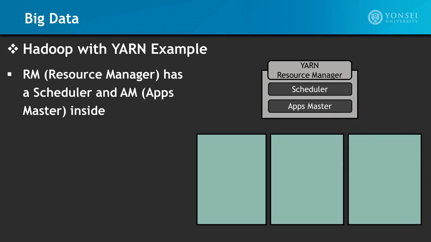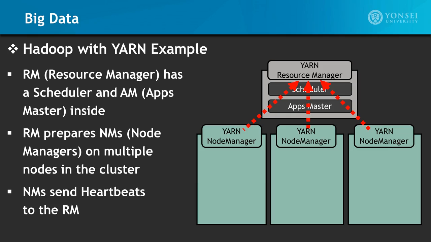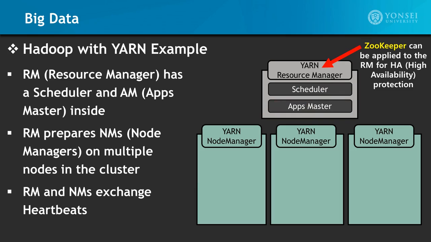Hadoop with YARN example. The resource manager has a scheduler and apps master inside. The resource manager prepares node managers on the multiple nodes in the cluster. The node managers send heartbeats to the resource manager to show that they're alive and also support updated connectivity information. A zookeeper can be applied to the resource manager for high availability protection.